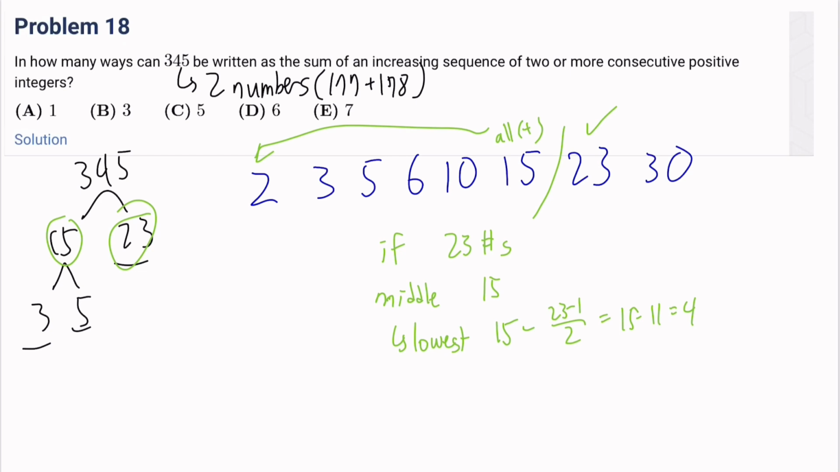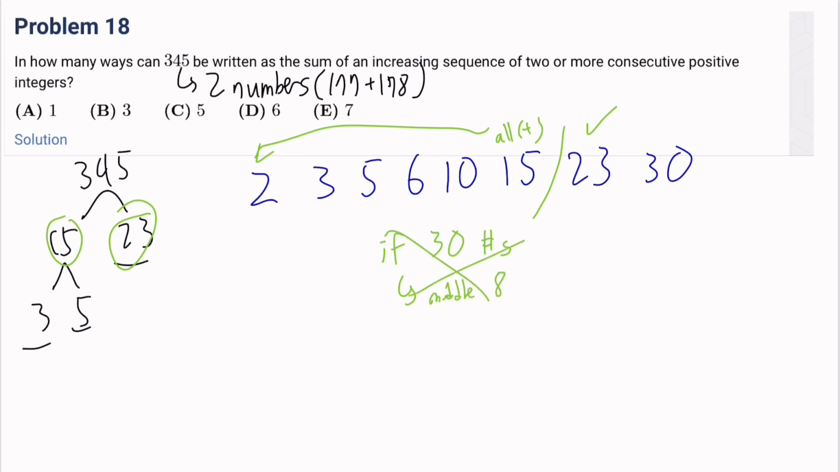But if we have 30 numbers, then the middle would be half, right? And so that would not be all positive, and so 30 can't go, and so we have 2, 3, 5, 6, 10, 15, and 23. That's 7. The answer is E.